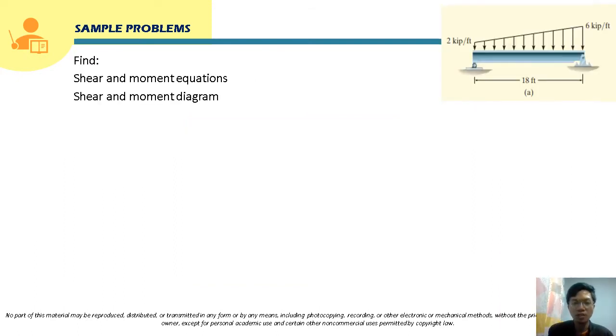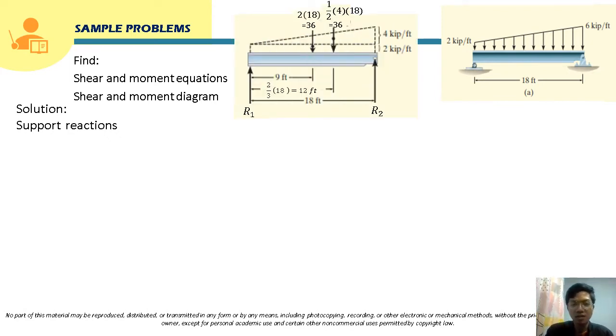Okay, so to solve this problem, class, our first step is to solve first for the reactions in the supports of the beam. In this case, this beam is supported by a roller here, and at the other end, it is supported by a hinge. So we are going to solve first for the reactions in those supports. Okay, so this is the free body diagram of this beam.